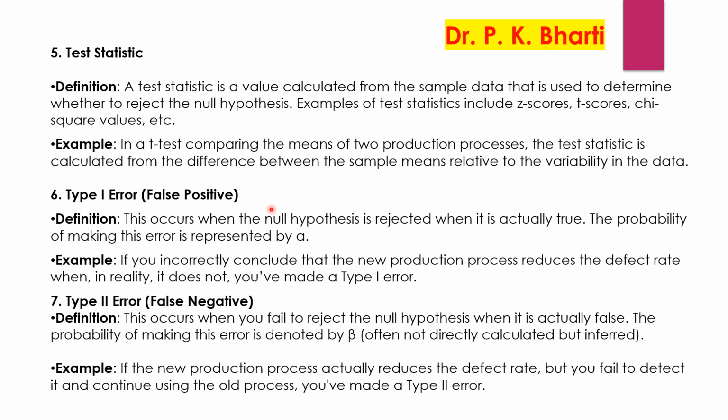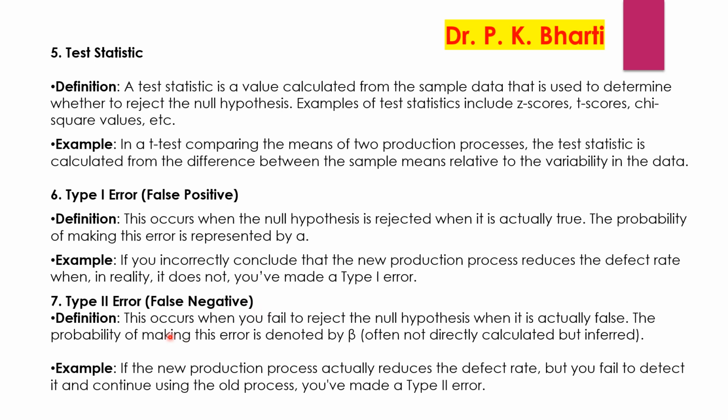Type 1 error, false positive. This occurs when the null hypothesis is rejected when it is actually true. Sometimes during a hypothesis test, the null hypothesis is rejected even when it is true. The probability of making this error is represented by alpha. If we incorrectly conclude that the new production process reduces the defect rate when in reality it does not, we have made a type 1 error.